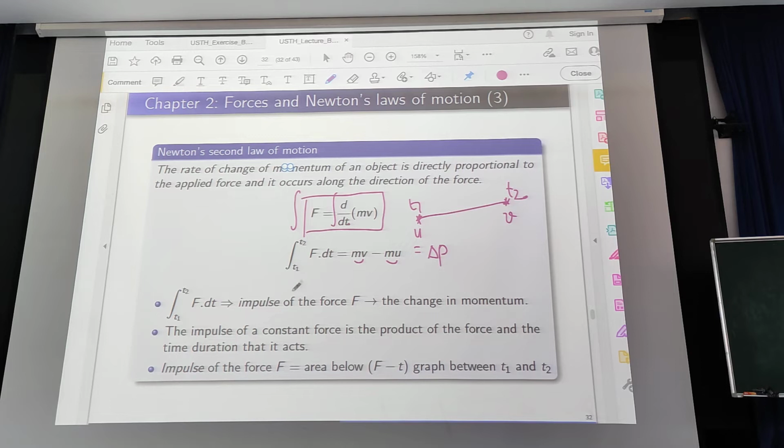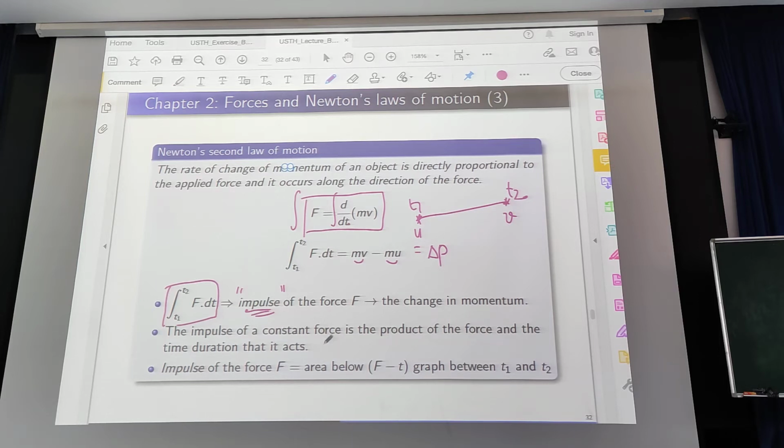Okay? So this quantity is called the impulse of the force. Impulse of the force F equals the change in the momentum. Okay? Impulse of the force.